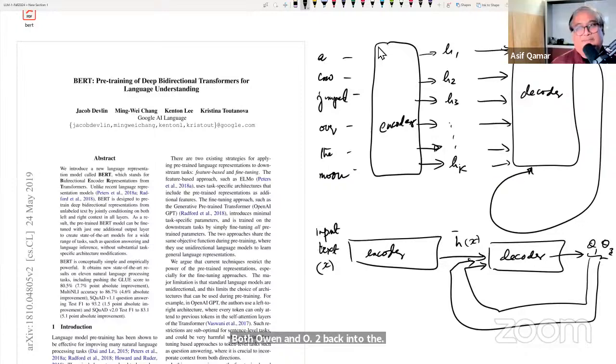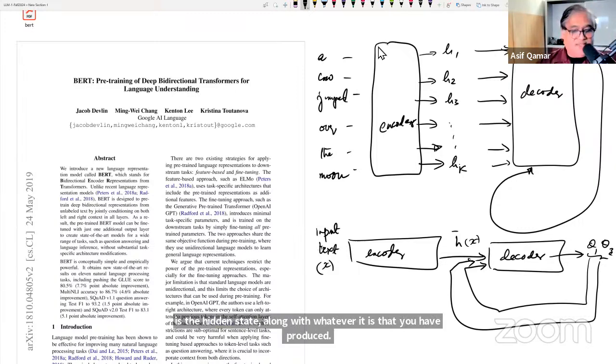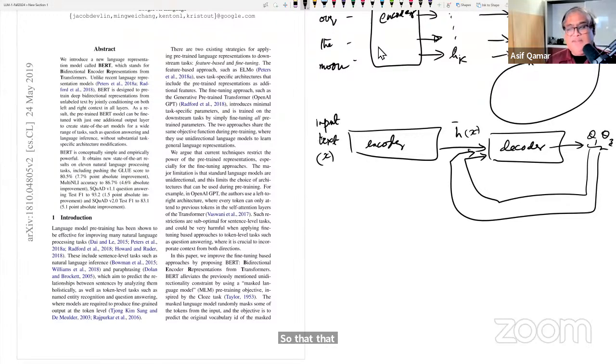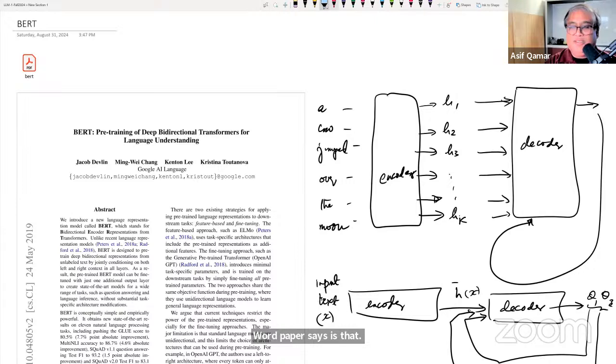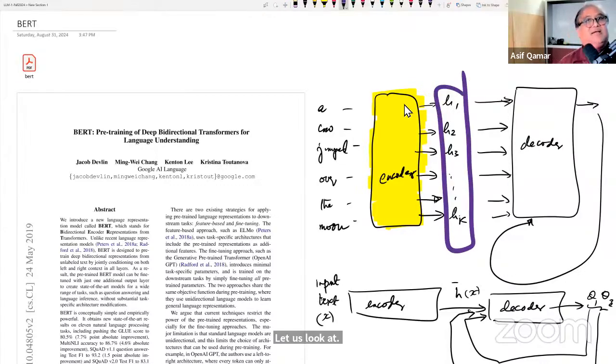Does that make sense, guys? Because then the input to the decoder keeps changing. It is the hidden state along with whatever it is that you have produced. So that was your attention mechanism. What the BERT paper says is that let us primarily focus on the encoder part and look at the core value proposition of the hidden state that came out. What can we use it for?